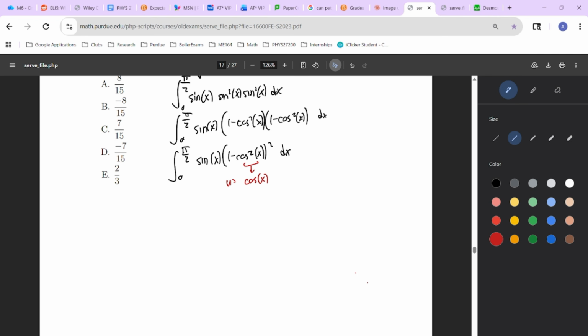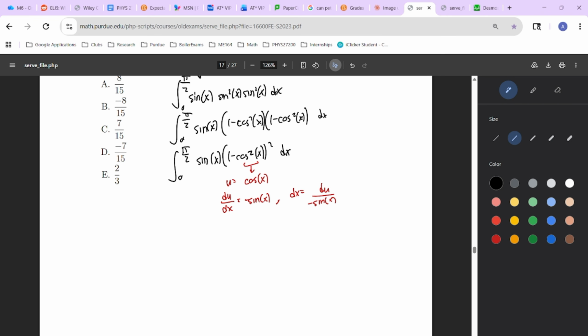Of course, the u substitution is just du over dx is equal to negative sine of x. We need to solve for dx. That's dx is equal to du over negative sine of x, like so. And then we pop the dx back into the thing in terms of du and sine of x.